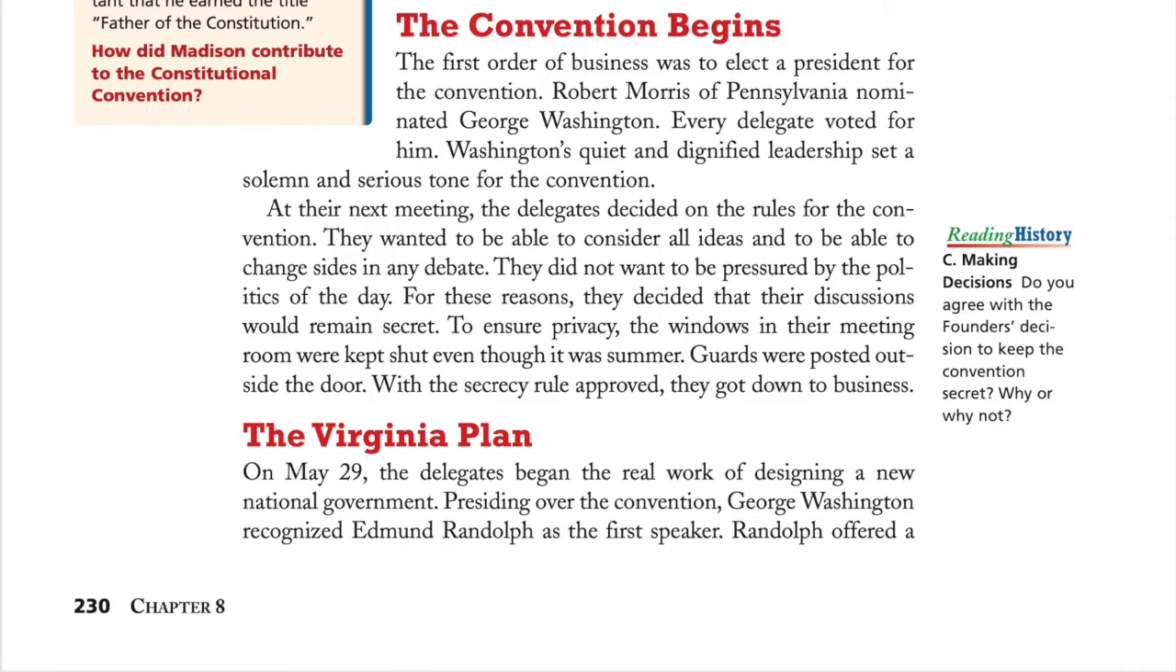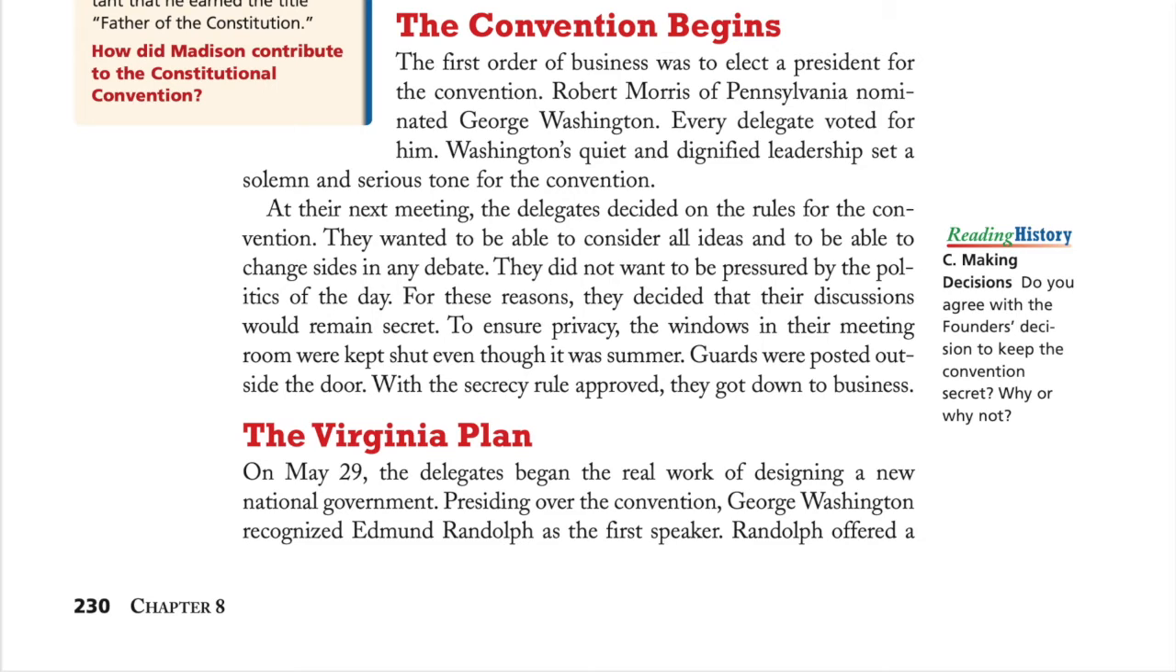The convention begins. The first order of business was to elect a president for the convention. Robert Morris of Pennsylvania nominated George Washington. Every delegate voted for him. Washington's quiet and dignified leadership set a solemn and serious tone for the convention.